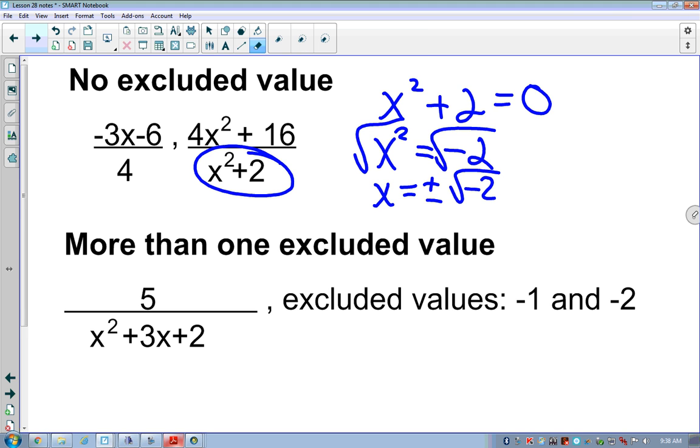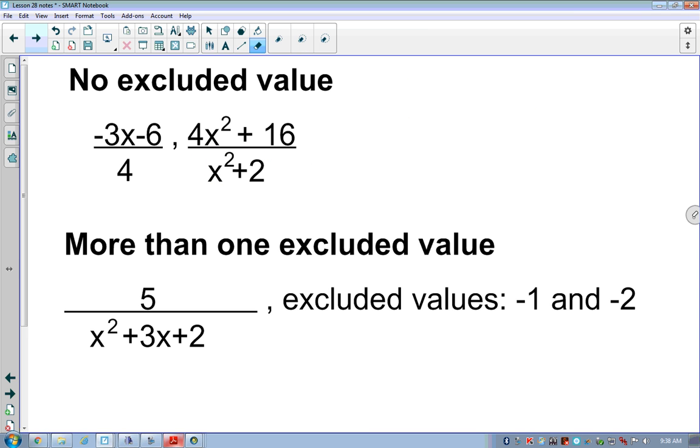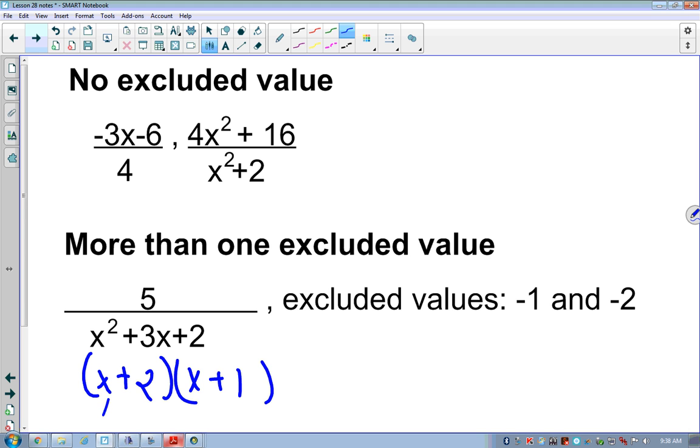All right. Now down here, we have multiple excluded values, okay? For this one, we could factor this denominator down, right? We've got x plus, let's see, should be 2 and 1, right? And in those cases, x equals -2, x equals -1. Both of those values would give me zeros in the denominator. Does that make sense? Okay. So that has more than one excluded value. I can't plug in -2 or -1 for x. Anything else but those two things. Okay?